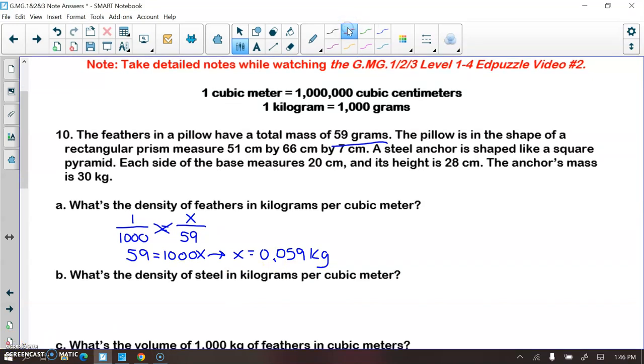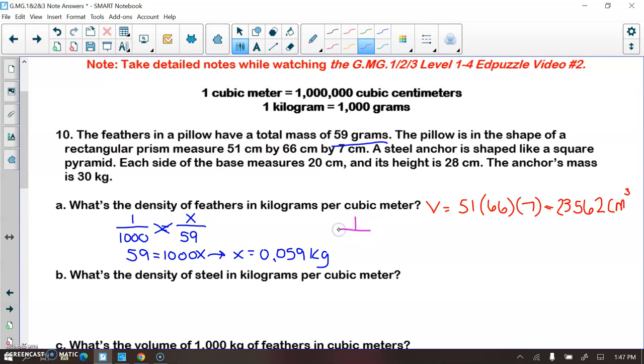Now I'm going to find the volume in cubic centimeters of the pillow, length times width times height. So 51 times 66 times 7 gets me 23,562, and this is in cubic centimeters. Now we're going to want the density in kilograms per cubic meter, so I do need to transfer the volume from cubic centimeters into cubic meters. So now I'm going to do that conversion.